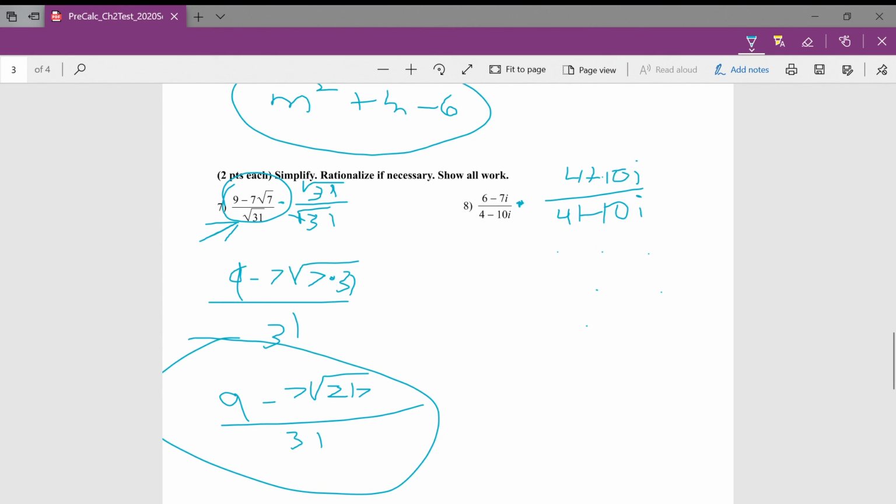So here we just FOIL it out. 6 times 4, that's 24. 6 times 10i is 60i. Negative 7 times 4 is negative 28i. Negative 7 times 10i is negative 70i squared.